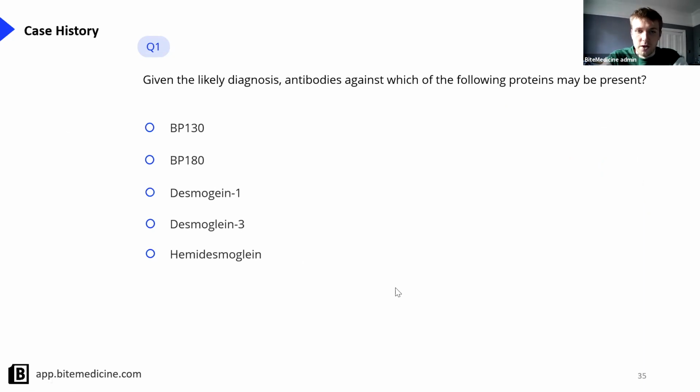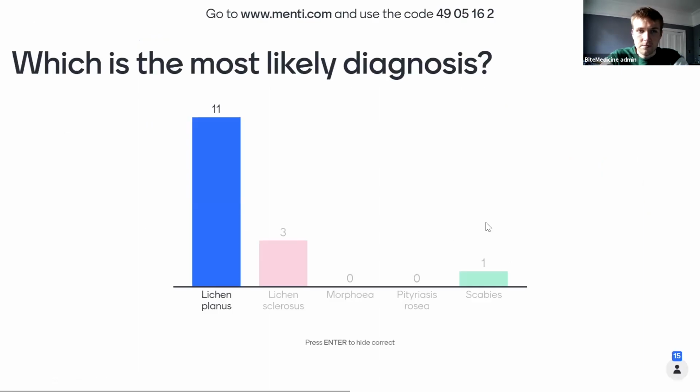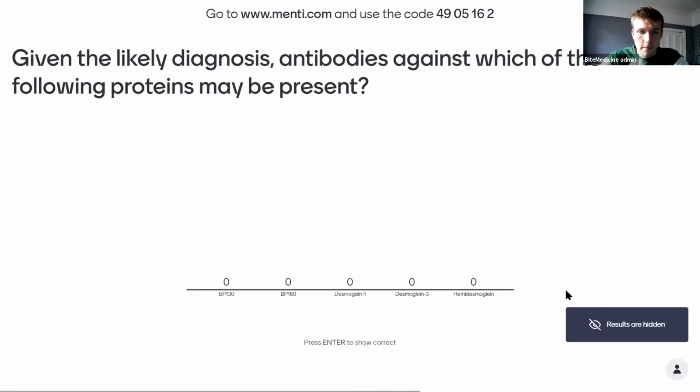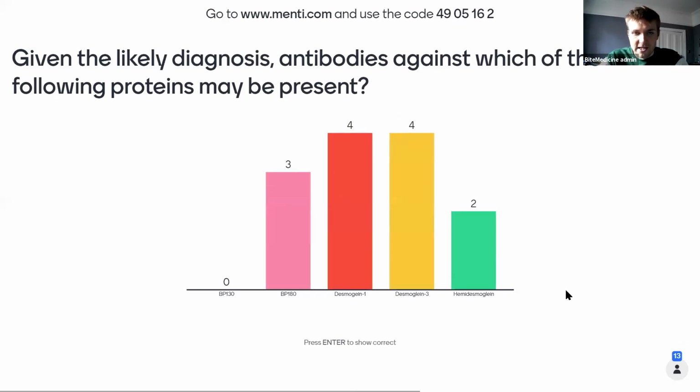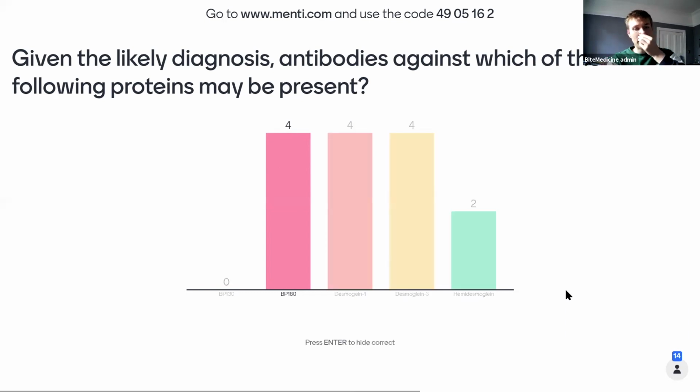So let's shoot over to our Menti. The options are BP130, BP180, desmoglein 1, desmoglein 3, and hemidesmoglein. Guys, just a few moments to think through this one. Ooh, okay. Bit of a spread here. 444. So, last minute chance to change your answer. Sticking. Correct answer is BP180.